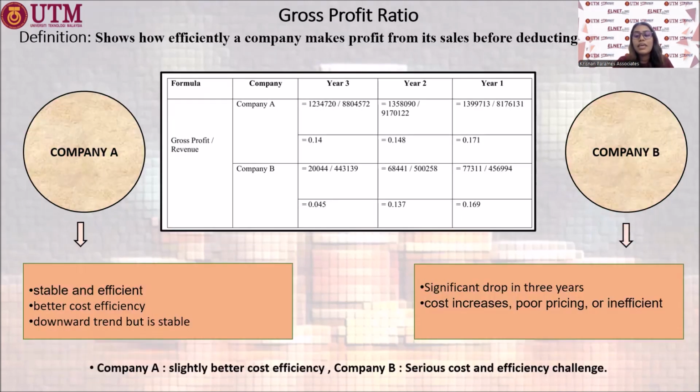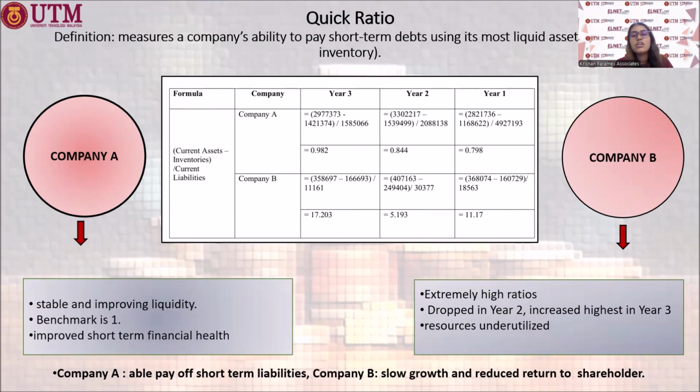However, in company B, we can see extremely high ratios: in year 1 it is 11.17, then it drops to 5.193, and then it increases to 17.203, which is very high. This is the highest in year 3, which shows that the resources are underutilized and the assets are not managed properly. In this case, company A is able to pay off its short-term liabilities, but company B has slow growth and reduced returns to its shareholders.